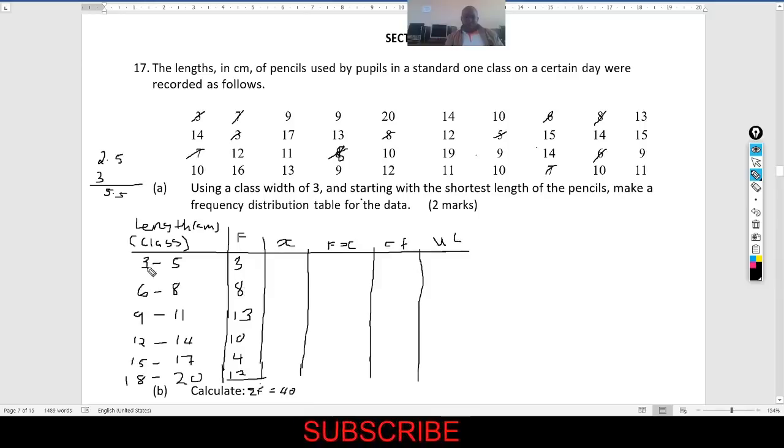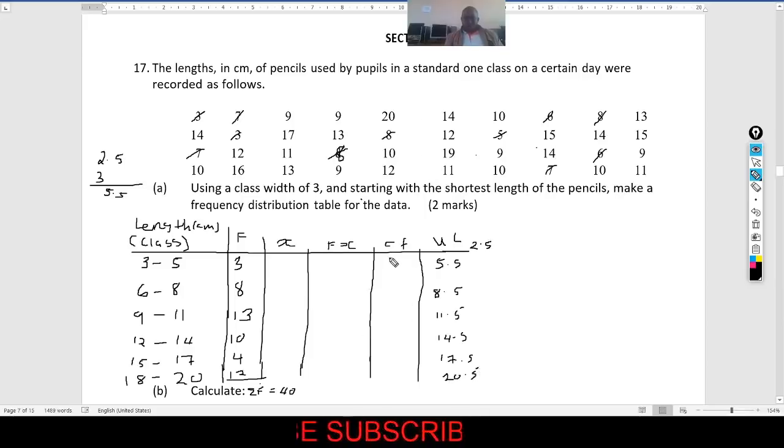Remember, when you are drawing the histogram, you start with the lower, so you will have to start with 2.5. So the upper limit, because I said here we have an absolute error of 0.5, is 5.5. Next class is 8.5. Remember, the class width is uniform of 3. The next class is 11.5. The next class is 14.5. The next class is 17.5. And finally it's 20.5. So those are the upper limits. You'll use them to draw the histogram.